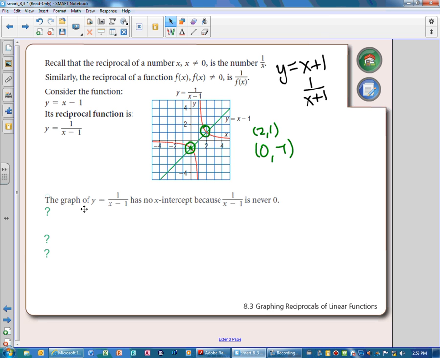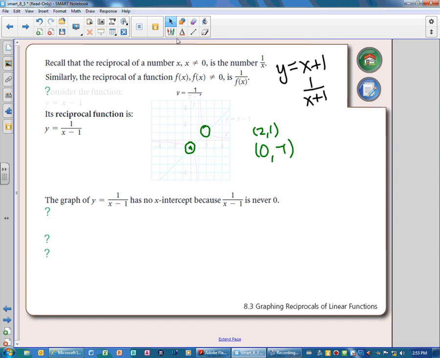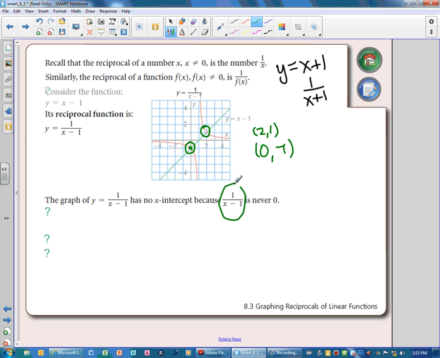Okay, so here it says, first of all, that the reciprocal is never going to have an x-intercept, okay, the red. It's never going to cross the x-axis because there's no way that you can make this equation 0. There's nothing that you can plug in for x that will make it 0. If you plug in 1, you're going to have an undefined expression, and that's not 0. So nothing will make this equation 0. So it's important to know that the red is never going to cross the x-axis, okay?